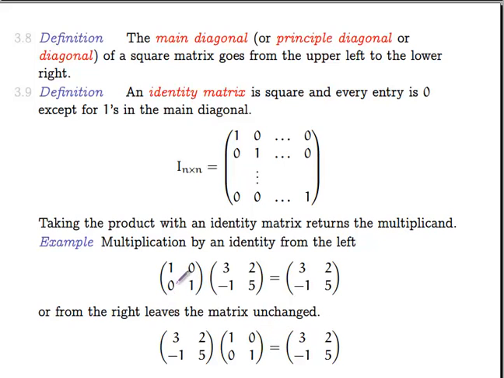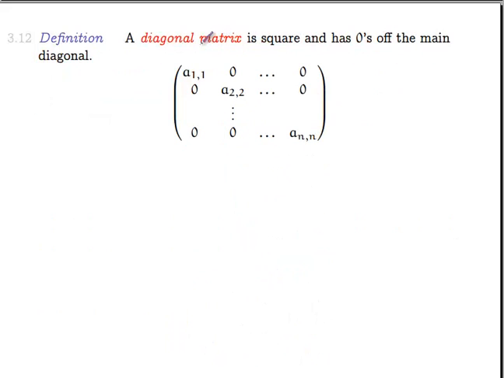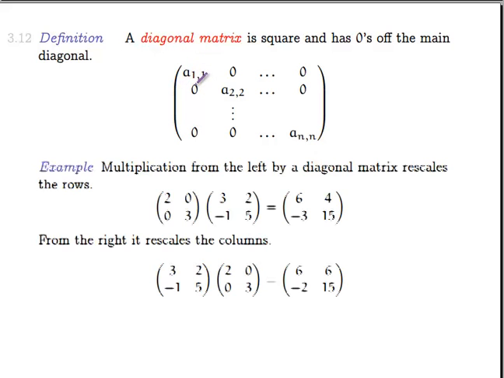Now, of course, the identity matrix must have the right dimension in order to multiply, but as long as the identity matrix has the right dimension, then when it multiplies another matrix, it will give that same matrix. And you can verify these multiplications yourself. Okay. A diagonal matrix is square and has zeros off the main diagonal. Okay, so an identity matrix is a special case of a diagonal matrix.